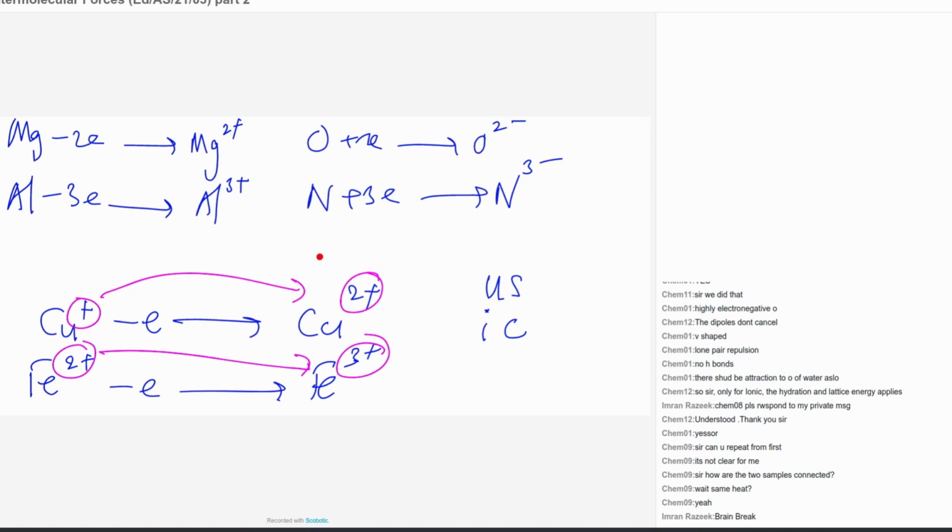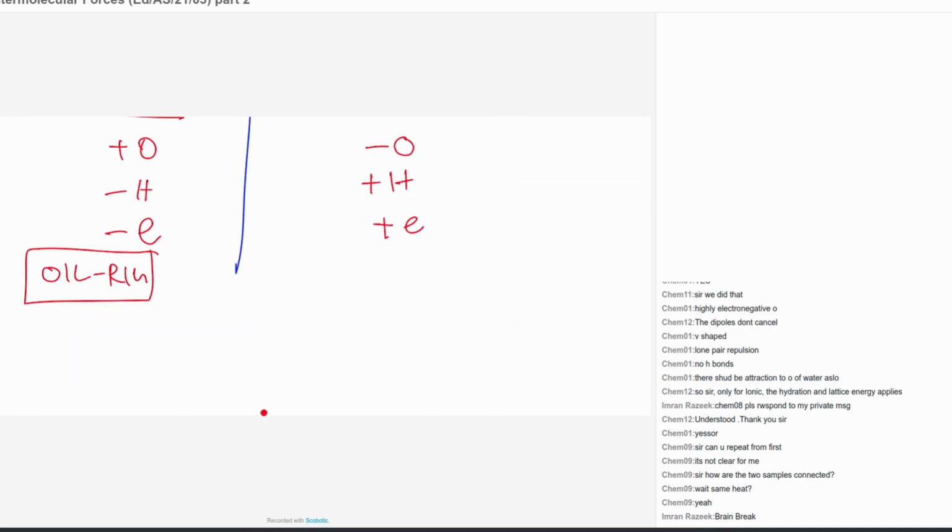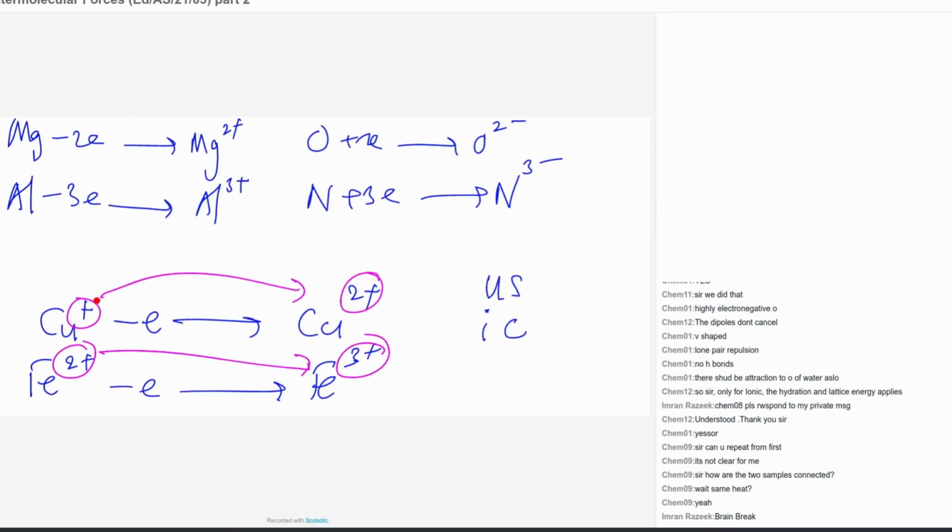So losing electrons is what? Oxidation. So the fourth definition of oxidation is an increase in oxidation number, because an increase in oxidation number requires losing of electrons. So losing electrons is oxidation.